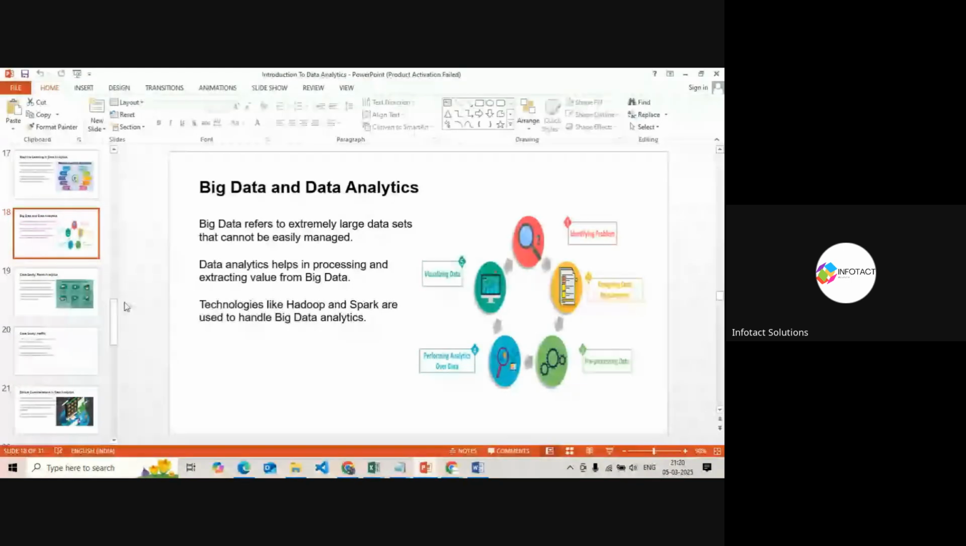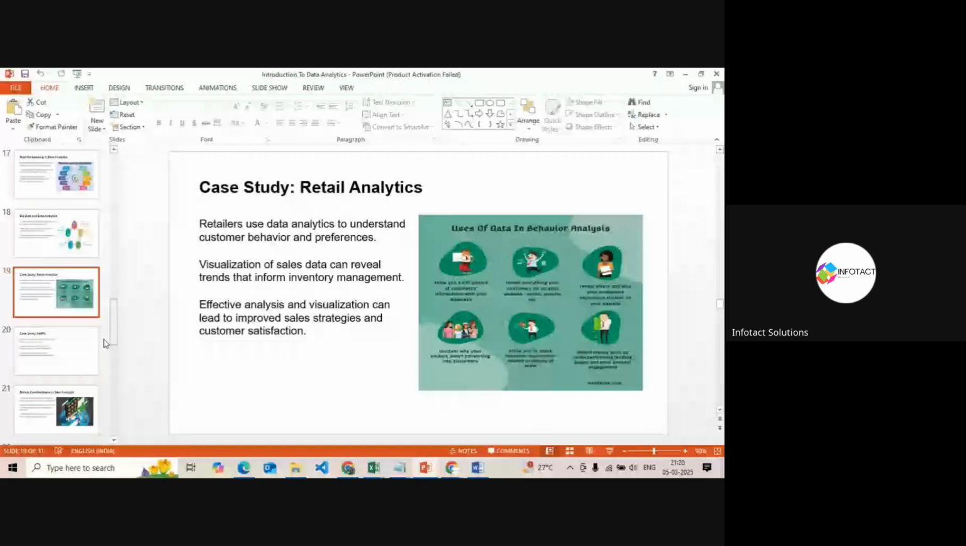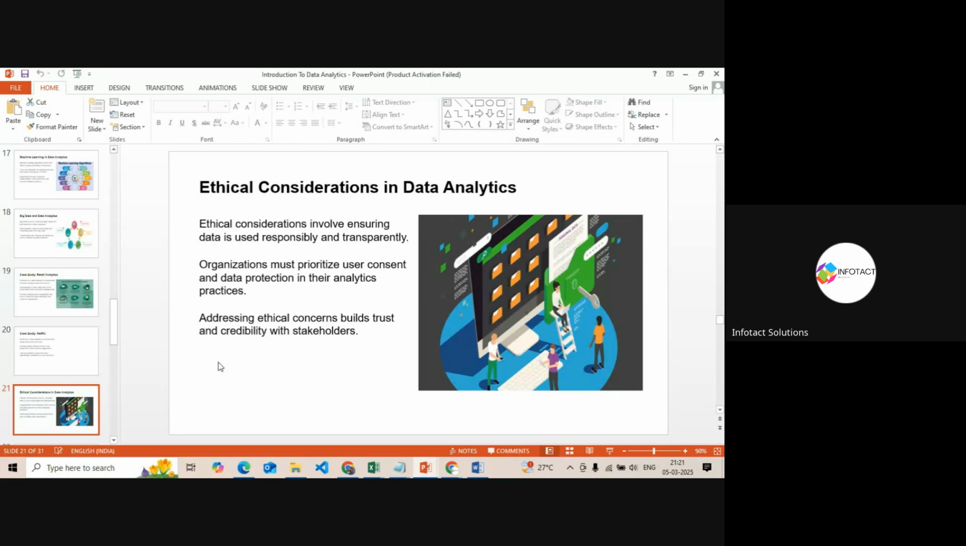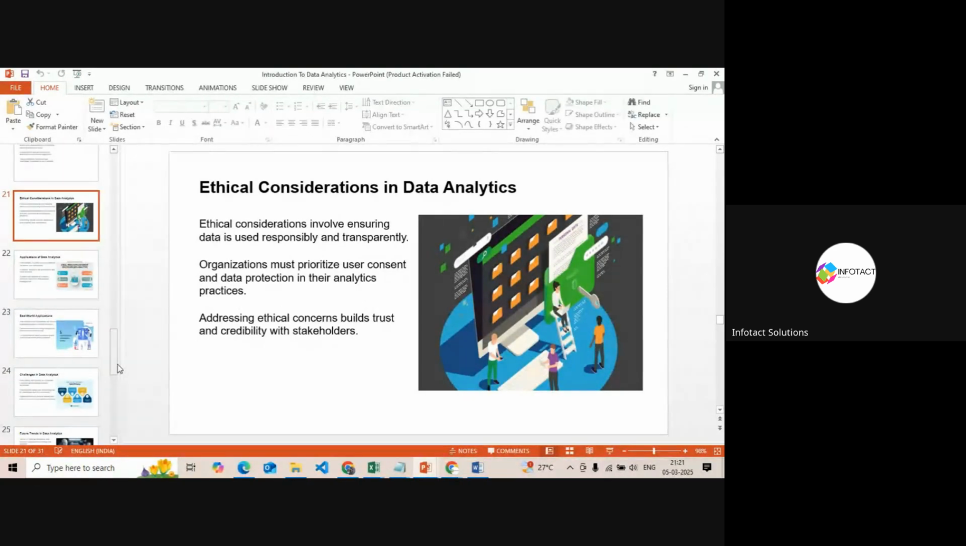Then case study, retail analytics, we can look into it. Case study of Netflix. Netflix uses data analytics to recommend its shows and movies to the users, meaning the recommendation engine. Viewing history and preferences are analyzed to tailor content suggestions, and this personalized experience has significantly contributed to user retention. Ethical considerations: data privacy should be taken into account, like GDPR and HIPAA rules to be followed.